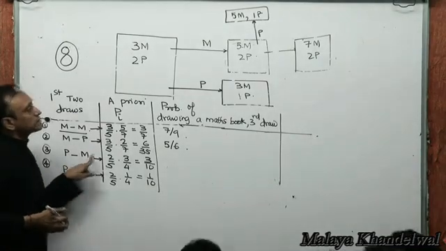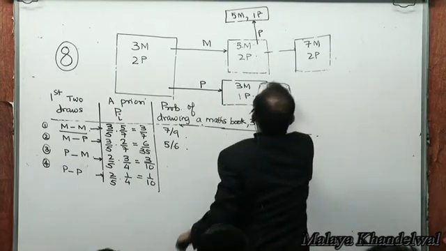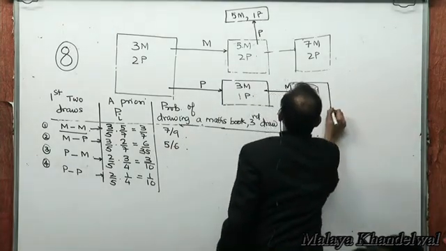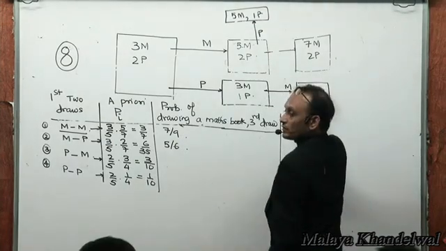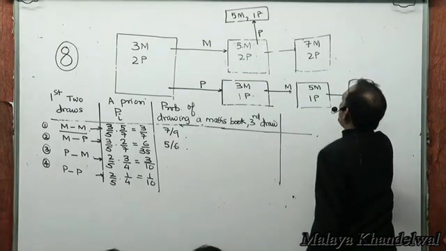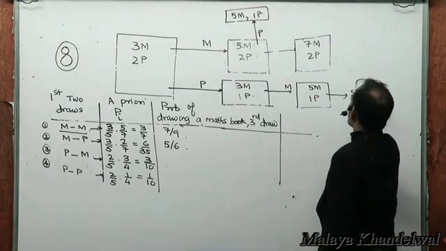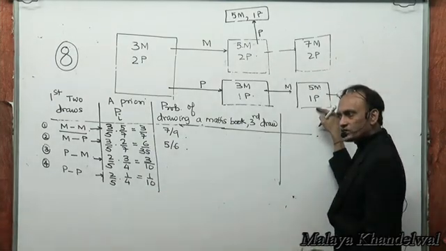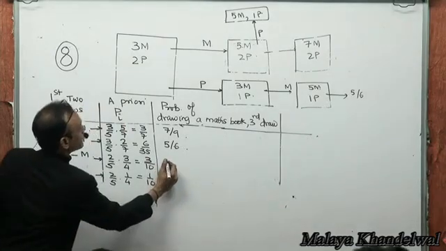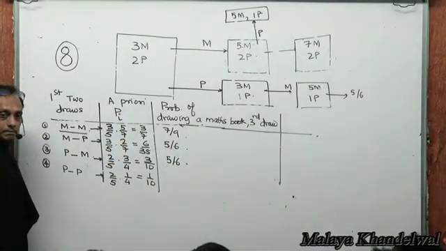Physics and then a maths book was drawn. Then this would be like 5 maths and 1 physics. Now the probability of drawing a maths book in the third draw is going to be 5 by 6. So that's going to be 5 by 6. Physics, maths. Yes or no?